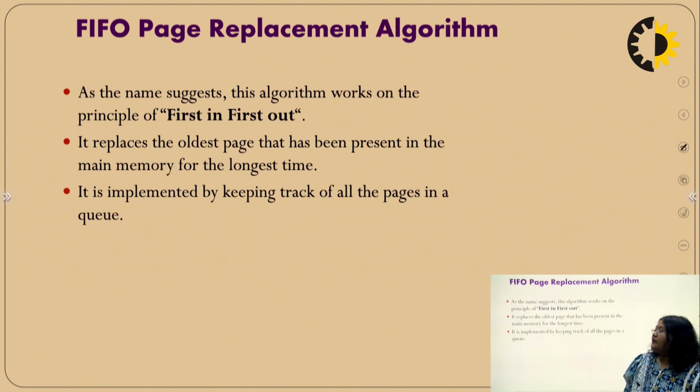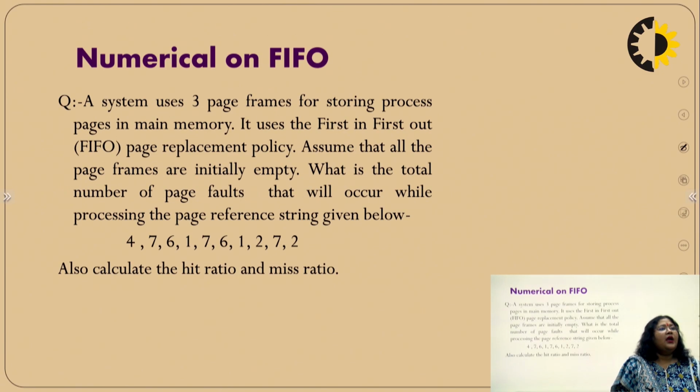So this is first in, first out. The basic working of FIFO is that it replaces the oldest page, the one that has been present in the main memory for the longest time. The first page that comes in is the first one we replace. So this is the basic FIFO algorithm. Now, taking an example, we always check how many page frames are present. There are 3 page frames for this particular question.